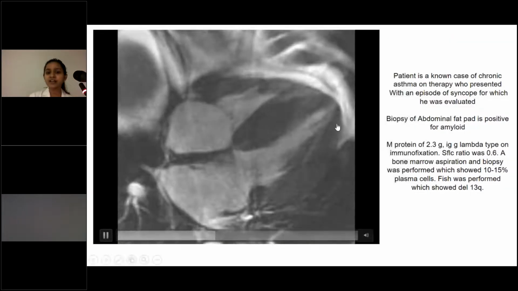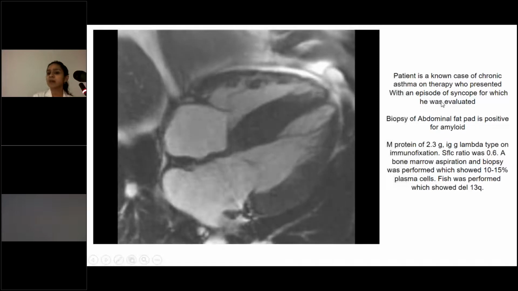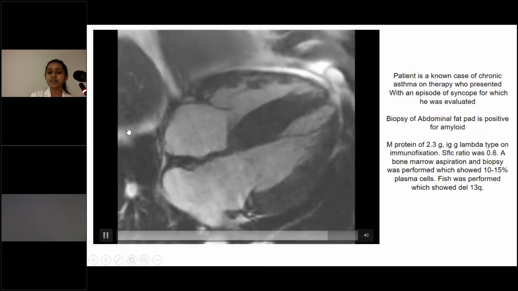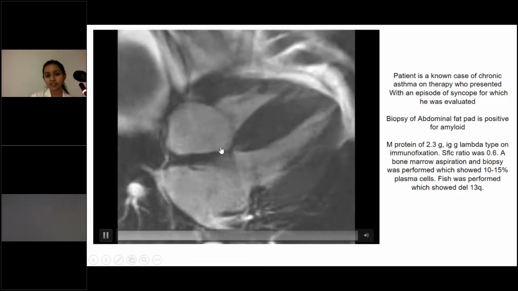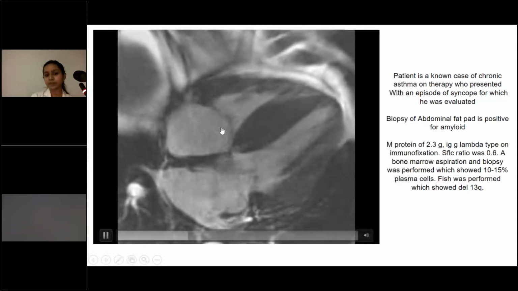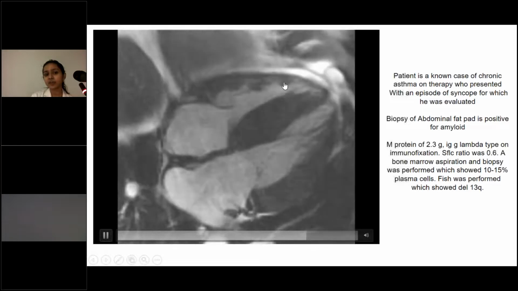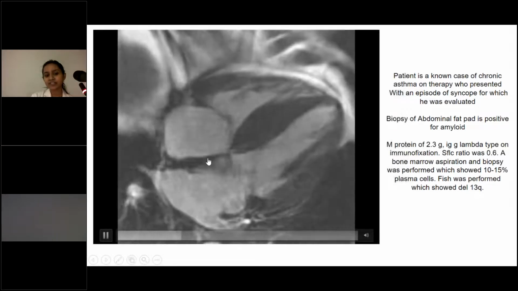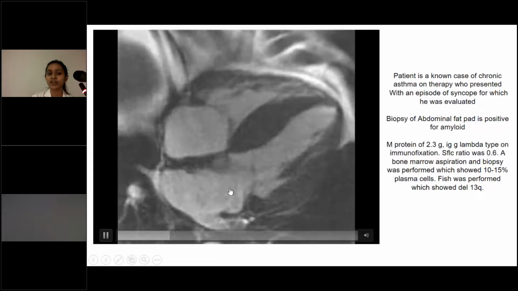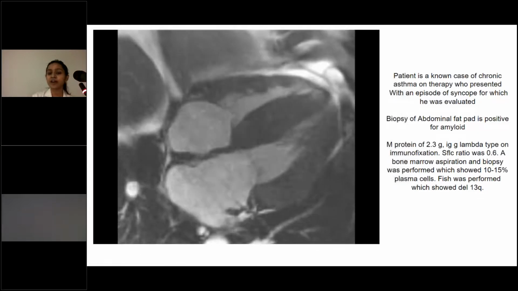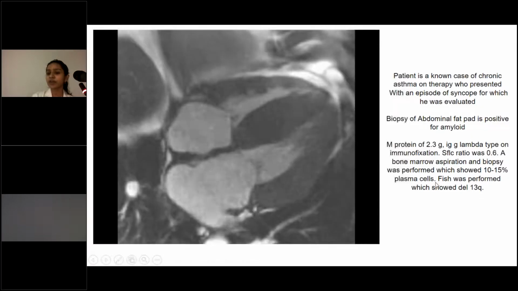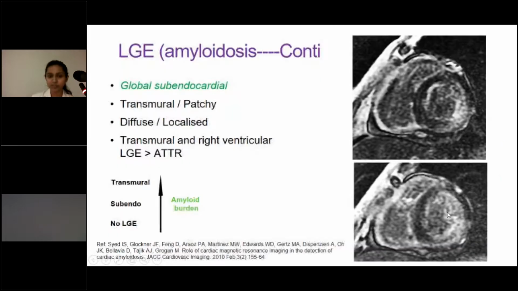So this is again a cine image where this was a patient of chronic asthma on therapy who had presented with an episode of syncope, for which he was evaluated. Cardiac MRI was performed for this patient, in which in these cine sequences we can see left ventricle is diffusely hypertrophic. Along with this, we can see that the right ventricular wall is also thickened, and more specifically we can see thickening of the interatrial septum and thickening of the posterior wall of the right atrium is also noted. Based on these findings, a suspicion of cardiac amyloidosis was raised, and subsequently biopsy of abdominal fat pad was positive for amyloid, and the myeloma workup was also positive for this patient.